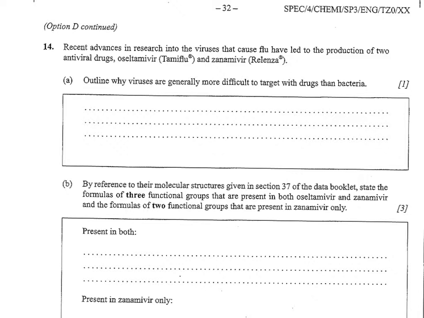Question 14 talks about a couple of antiviral drugs used for influenza. Question A is a general one. Outline why viruses are generally more difficult to target with drugs than bacteria. One is because they lack any cell structure of their own. So it all depends on what host cell they end up in. A second problem is that they exist in a host cell.